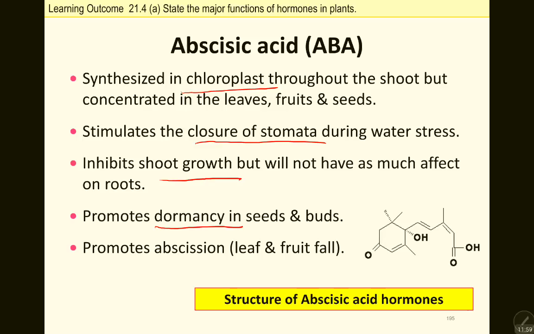Okay. Last one, promote abscission. Abscission means falling off. So it promotes it. Means if abscisic acid is high, the leaf and fruits easily fall down.